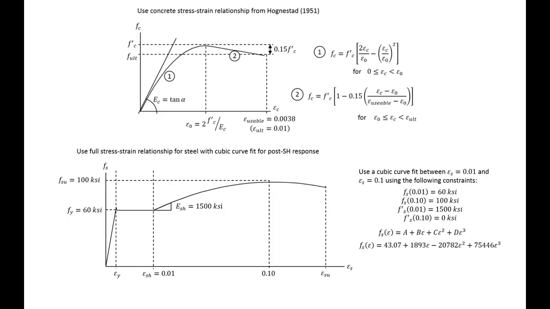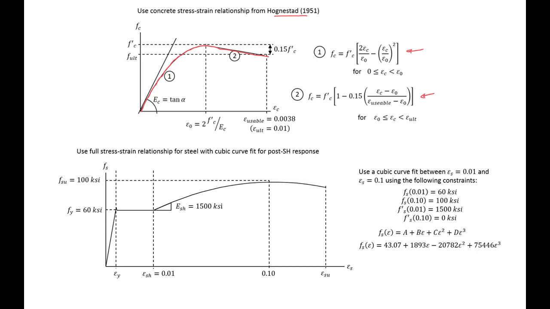In this example, we're going to use the stress strain curve from Hognestad for our concrete, where we have a parabolic relationship for stress strain up until ultimate. And then we have a linear descending branch going from ultimate to our maximum concrete strain. So this is our linear expression.